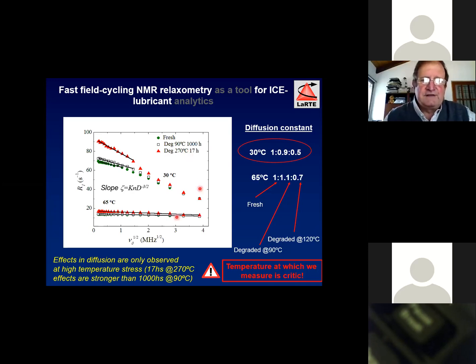And if we run the same experiment at 75, there is no important or relevant change in the diffusion. And this is a straight line over the whole frequency range. That means that diffusion is dominating in all the range. So the point here is this. This is the main point. The temperature at which we measure turns critical in this relaxation experiment.